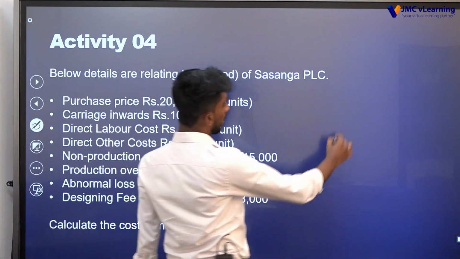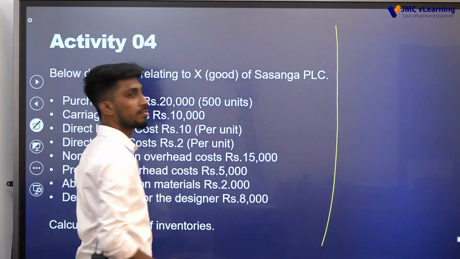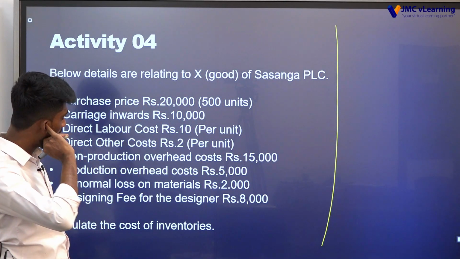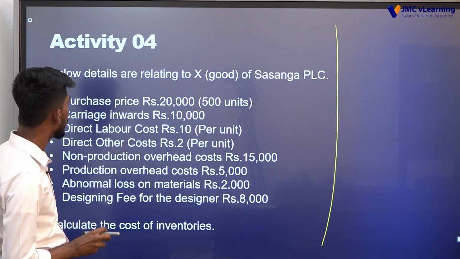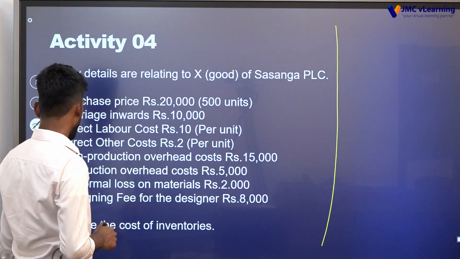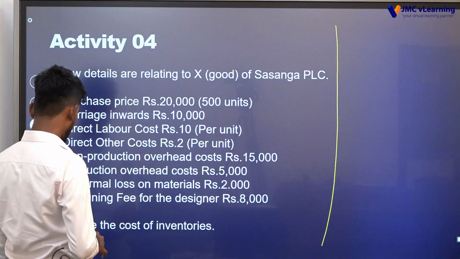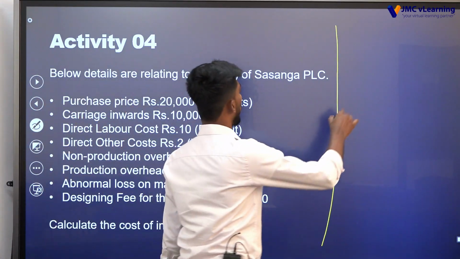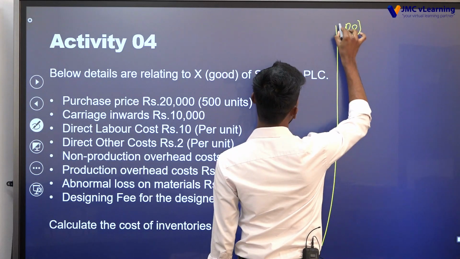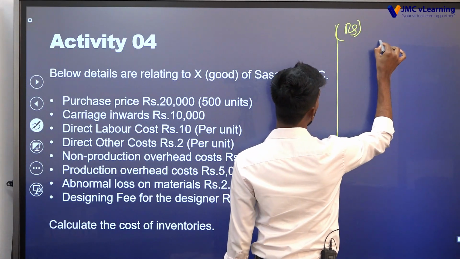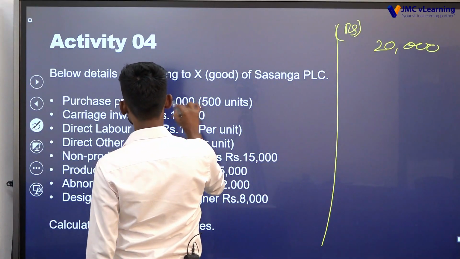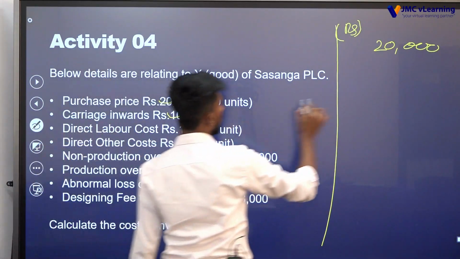I can do that calculation also here. I have enough space. So the below details are relating to the Excluded good of Sasanga PLC. We are required to calculate the cost of inventories. So purchase price 20,000 rupees. Purchase price 20,000 done, can be taken. Carriage inwards can be taken.